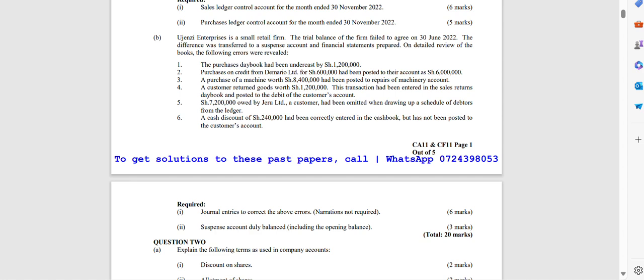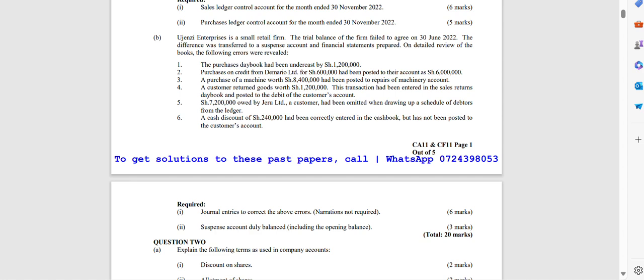Repairs of machinery account is an expense. Remember, repairs is an expense. But machine is an asset. So you have not only recorded it in the wrong account, but also in a different class. So again, you need to know, this one will not affect the suspense account. It's not going to affect the trial balance.